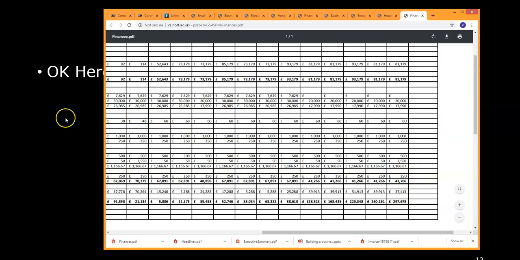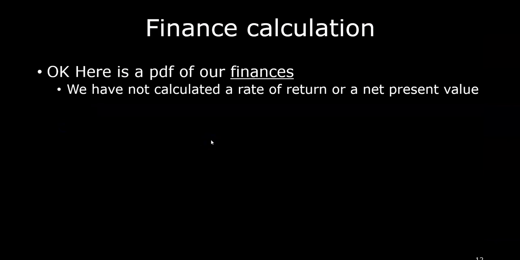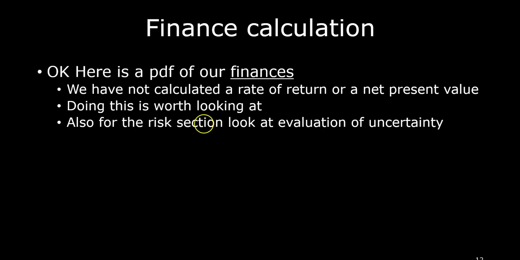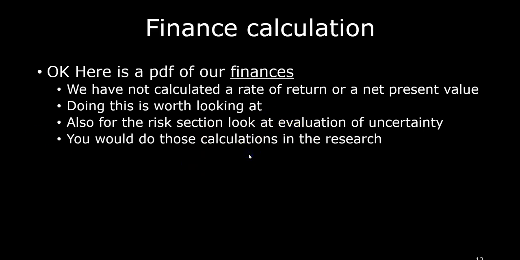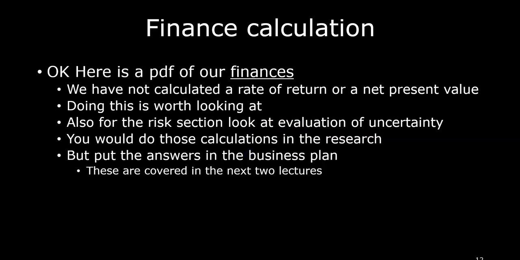Okay, so those things, as I say, will be on the Moodle pages. Now, I haven't calculated a rate of return or a net present value in that thing. You should do those sorts of things, because they will gain you marks, and they're an easy way of describing to people why it's worth investing in you. You need a risk section, and all of those calculations should take place in the research, and then the answers go into the business plan.